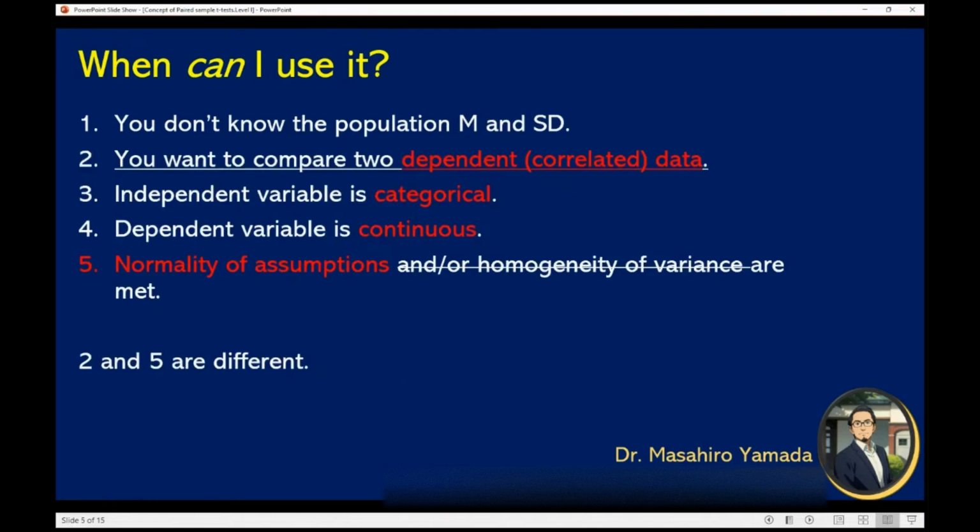So also the conditions when you can use a paired sample t-test are very similar to an independent t-test, except for a few differences. Situation is you don't know the population mean and standard deviation, and you want to compare two dependent data, and also the independent variable must be categorical, the dependent variable must be continuous, and normality assumptions must be met. However, the two differences from the independent t-test situation is the data must be dependent and you do not have the homogeneity of variance assumption.